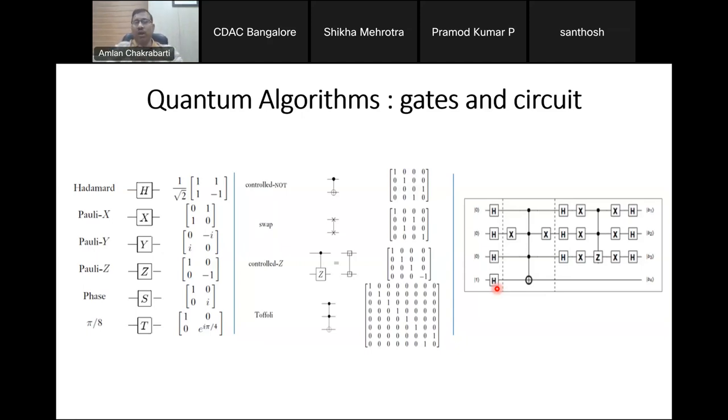Okay, and so the quantum circuits and quantum gates have a very large effect on how this quantum algorithm will be implemented. What I say here is that some of the very preliminary or basic quantum gates are single qubit gates like the Hadamard, Pauli gates, and the phase gates, T gates, and there are some 2-qubit gates, or maybe 3-qubit gates like Toffoli.